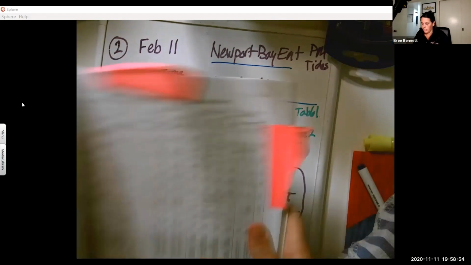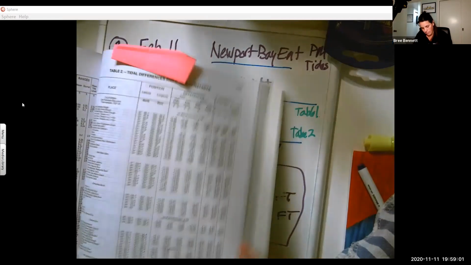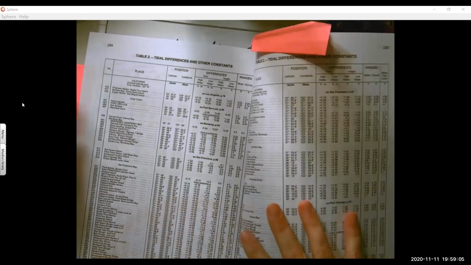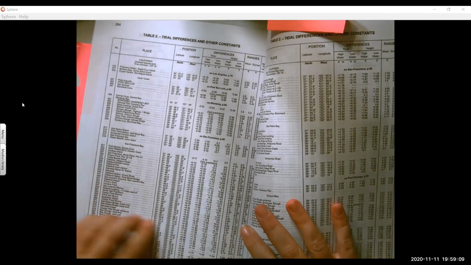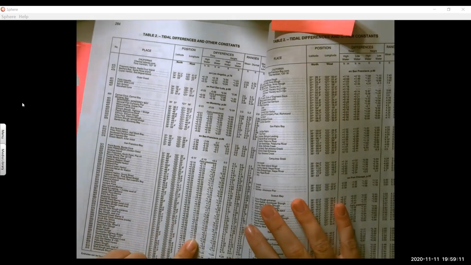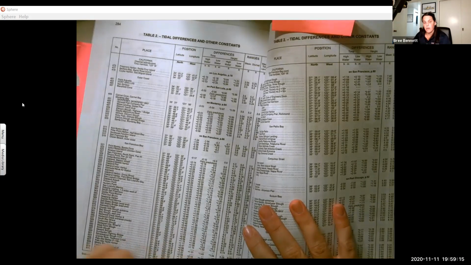Let me just show you here on the corrections. Some of them are not a factor. Some of them are minus 0.1. Is that just a minus or plus? Yes, it's either minus, plus, or a factor.